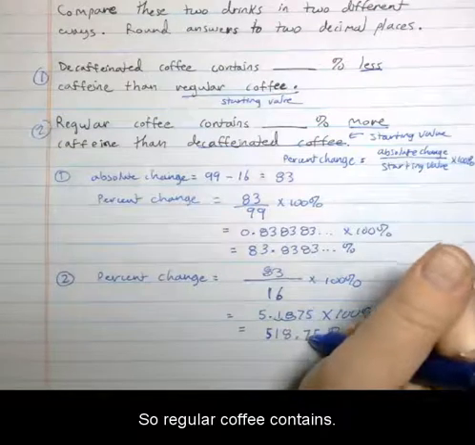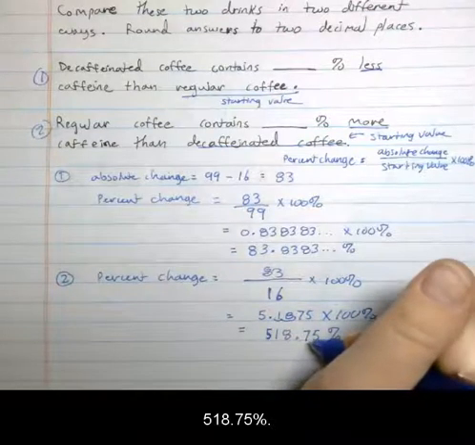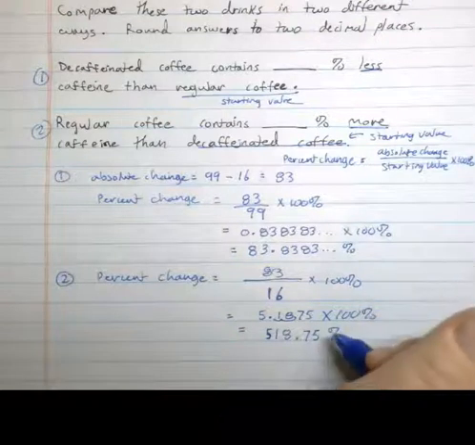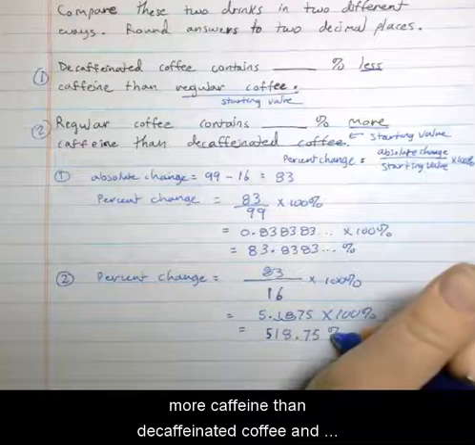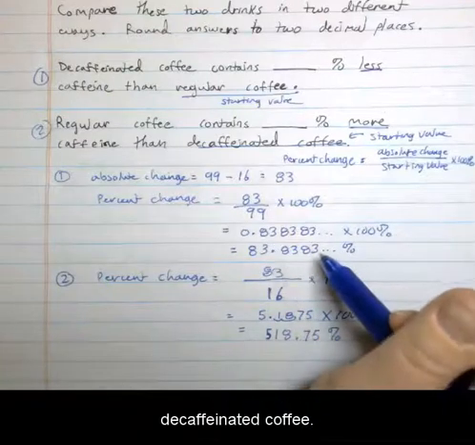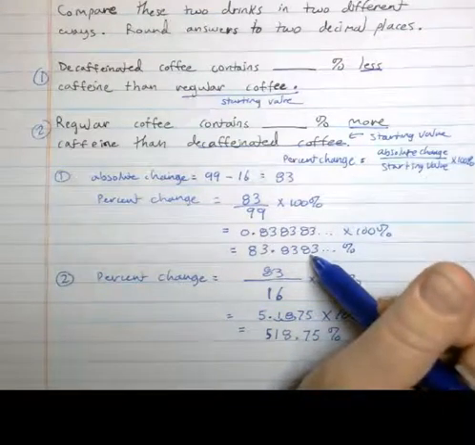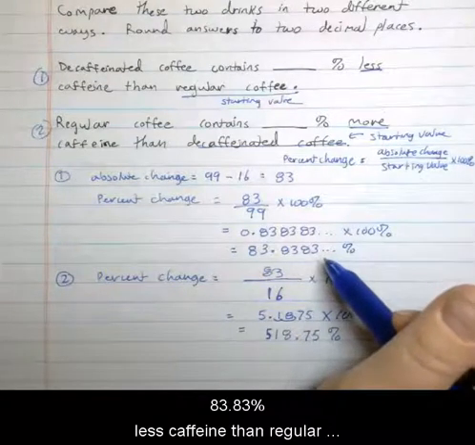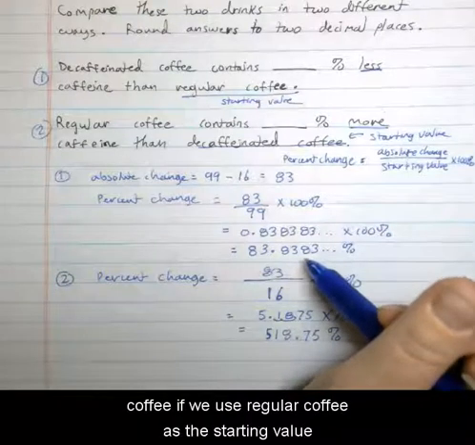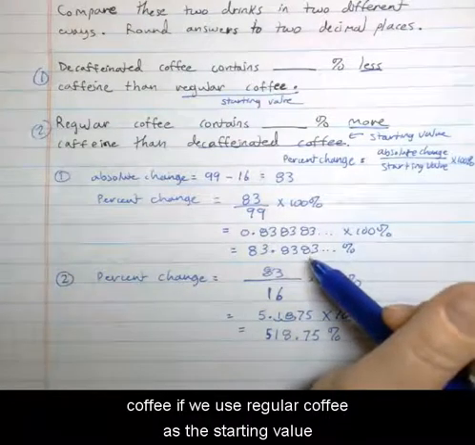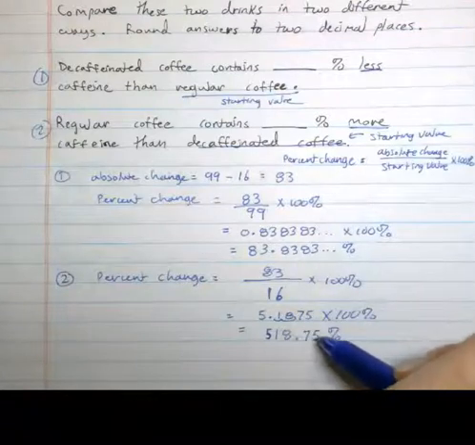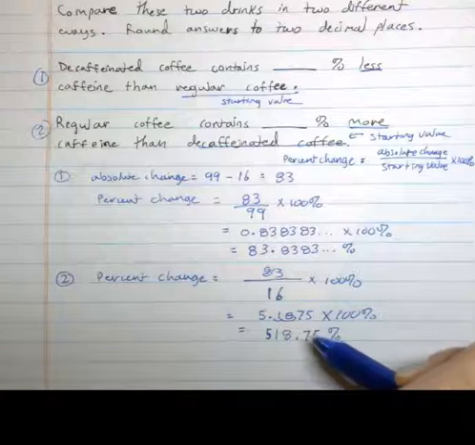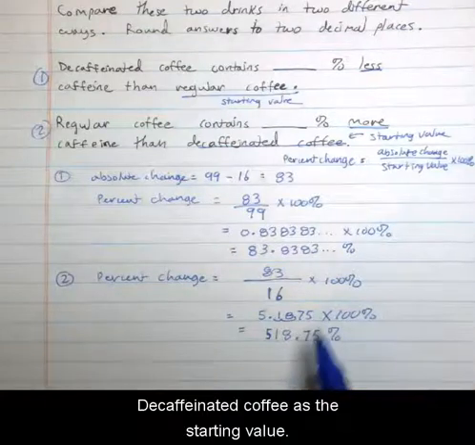So regular coffee contains 518.75% more caffeine than decaffeinated coffee, and decaffeinated coffee here contains 83.83% less caffeine than regular coffee if we use regular coffee as the starting value versus using decaffeinated coffee as the starting value.